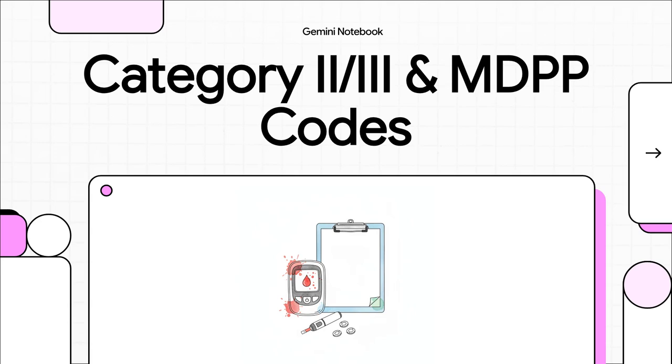I'm your reimbursement and quality compliance specialist, and today we're decoding the exact alphanumeric language you need for diabetes quality tracking and prevention programs. Because look, getting these CPT, Category 2, 3, and MDPP codes wrong doesn't just skew your patient data, it literally triggers audits and stalls your reimbursement. So we're going to get it right.